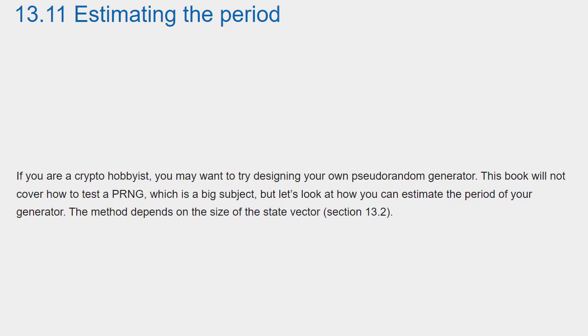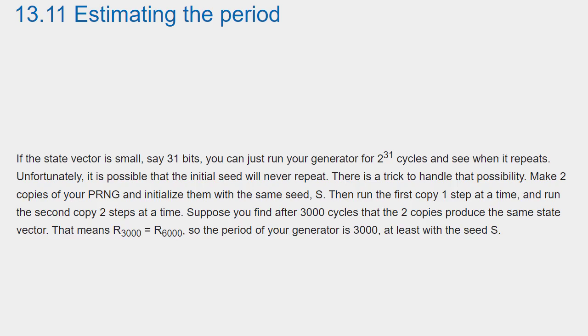The method depends on the size of the state vector. If the state vector is small, say 31 bits, you can just run your generator for 2 to the power 31 cycles and see when it repeats. Unfortunately, it is possible that the initial seed will never repeat. There is a trick to handle that possibility.